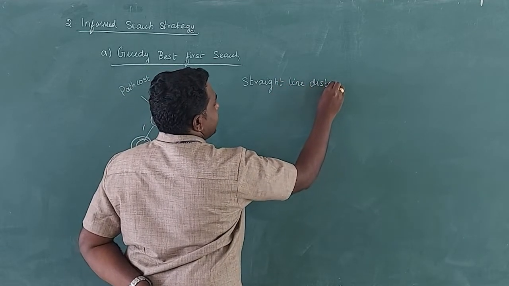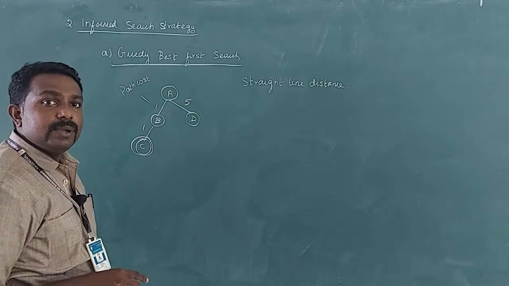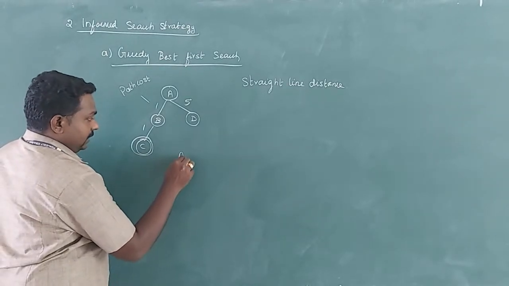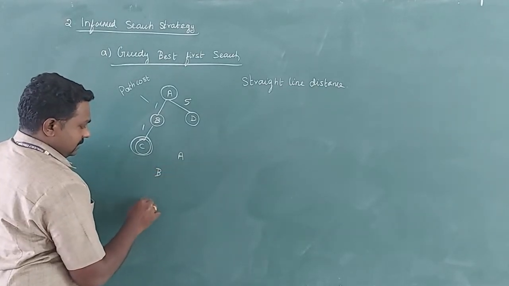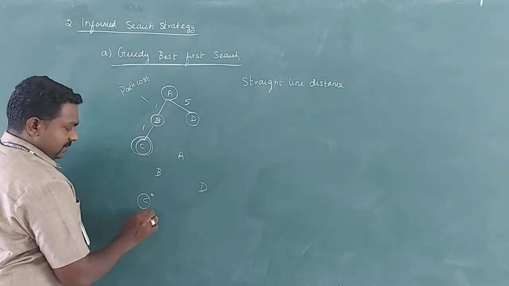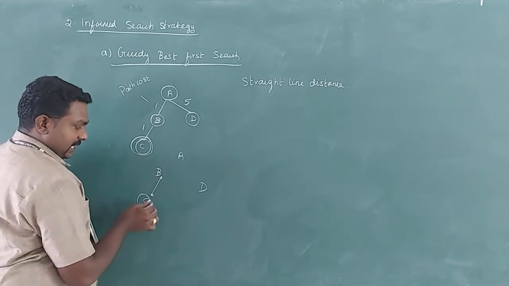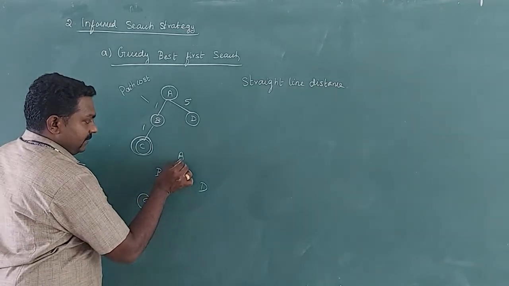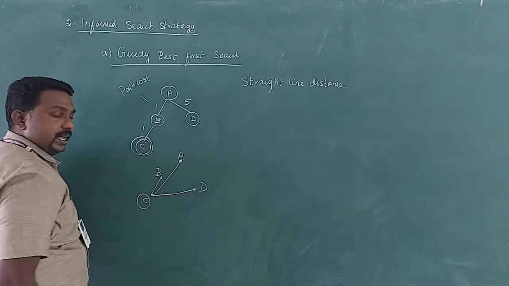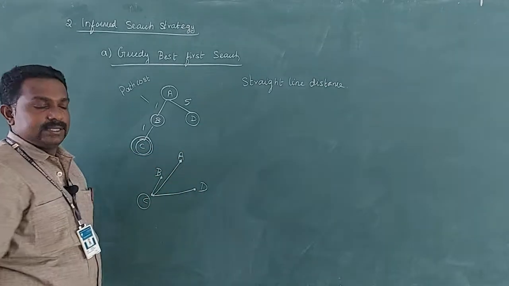What is the straight line distance? It is the distance from the goal state, if you draw a straight line. So, how will it be? You have nodes like this: A, B, C and D. This is the goal state, right? This is the goal. So, from here, what is the value if I draw a straight line? From here, what is the value if I draw a straight line? From here, what is the value if I draw a straight line? Okay, so this you call the straight line distance value.